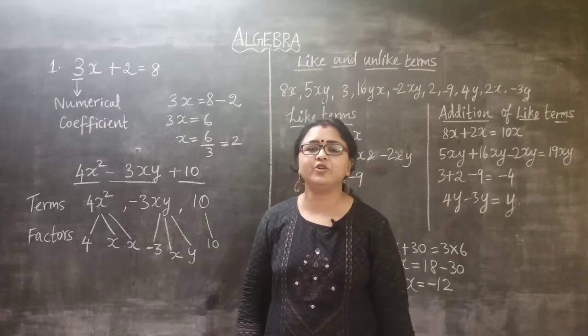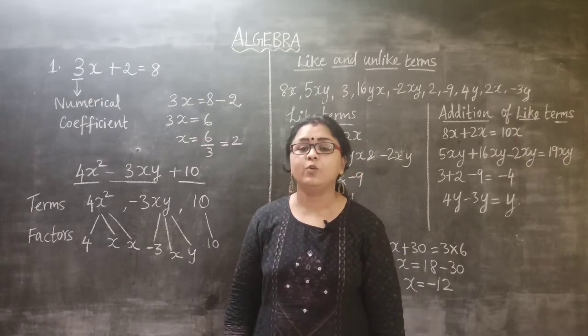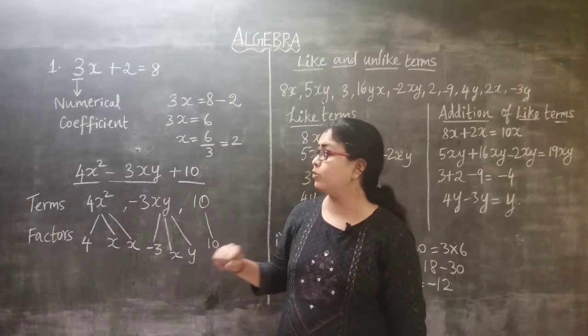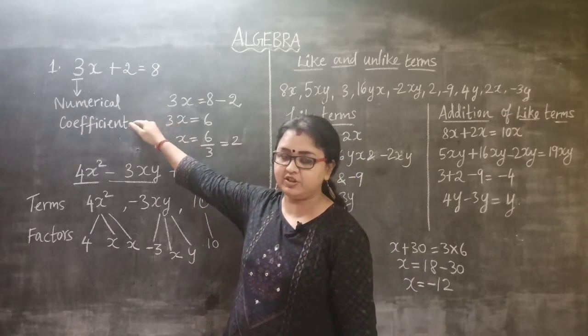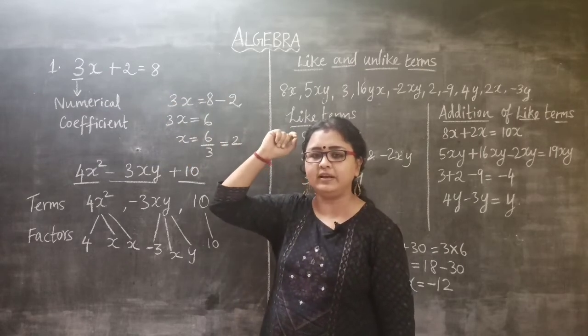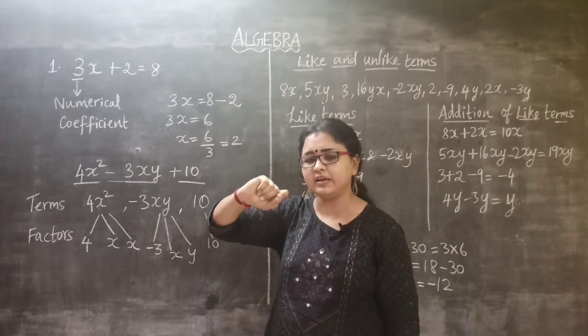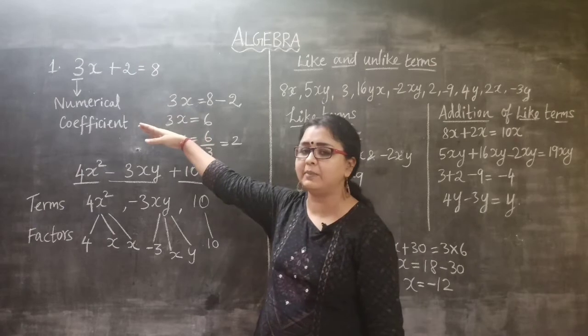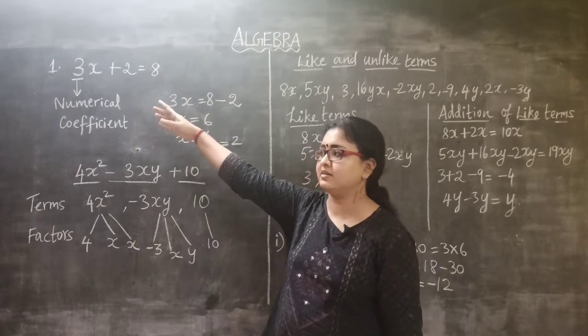In the last video we saw what is meant by variable, what is meant by constant, and how to solve the equation. Today we are going to see what is meant by coefficient. In the last video I was only explaining what a numerical coefficient is, but here once again I want to revise that. So I gave here what is meant by numerical coefficient. Let's see what that is.